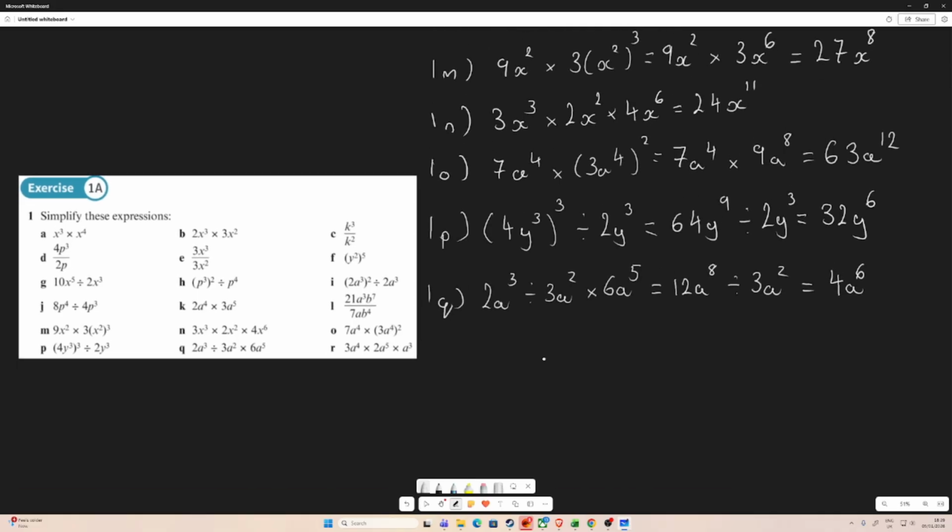And finally, on r, we have 3a to the power of 4 times 2a to the power of 5 times a cubed. Multiply the coefficients first, that's 6. Multiply the powers of a. 4 plus 5 is 9, plus 3 is 12.